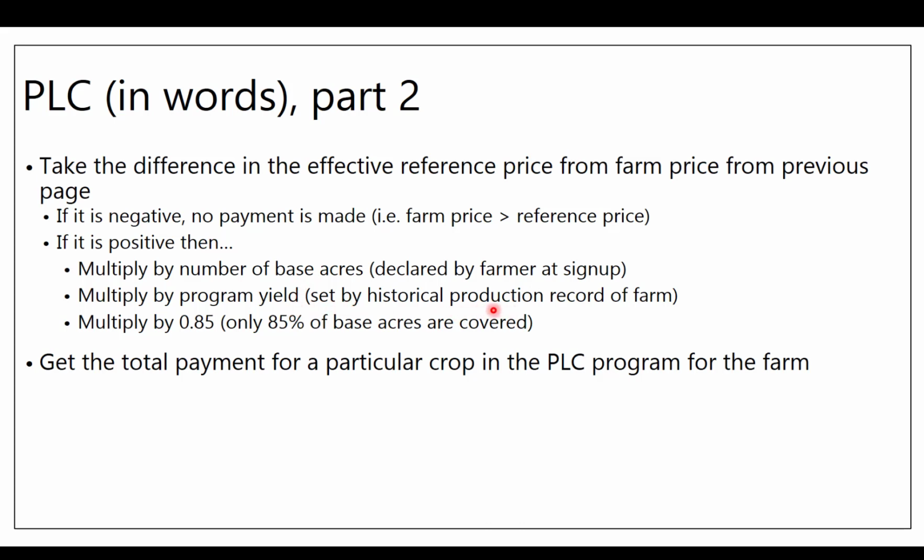That's a historical production record. So that program yield is set farm by farm, and it's based on, again, some historical level of production that you had and put on record, so that the yield you attain today doesn't have any effect on what the basis for your payments are. And then you get the total PLC for the crop. Okay, so let's take this chance to jump over to our spreadsheet, and so I'm going to pause and switch over and open your spreadsheet, and we'll do some calculations and fill in our first sheet on the PLC program.